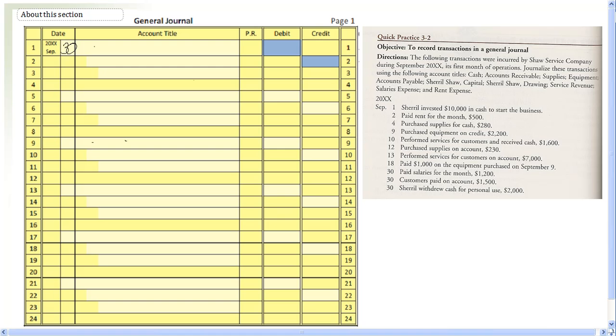Now, the rule of journals is that debits need to come before credits. So we will record cash first, and we need to record the title clear up against the date. And then we'll record the amount of the debit, which is $10,000. Now we'll take a look at the credit, and what you'll see here is that the credits are indented slightly.